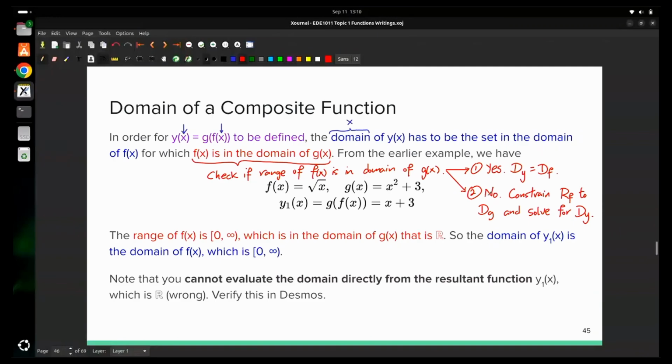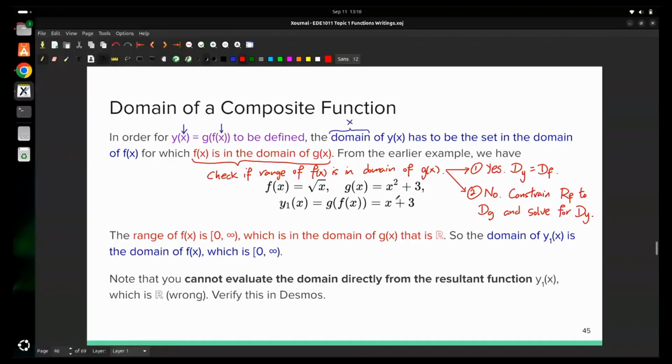So of course this is quite a mouthful, especially for the second point. So I'm going to demonstrate in the examples later on. If you don't understand now, it's totally fine. Okay, but I think point one is quite straightforward. Okay, so I made a point here that you cannot evaluate the domain directly from the resultant function, because the resultant function does not consider the domain for the input function f.